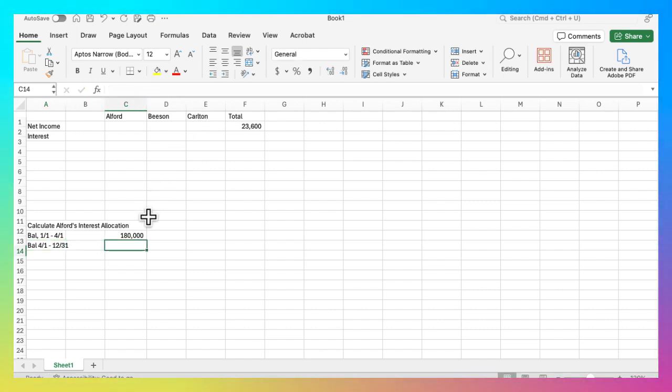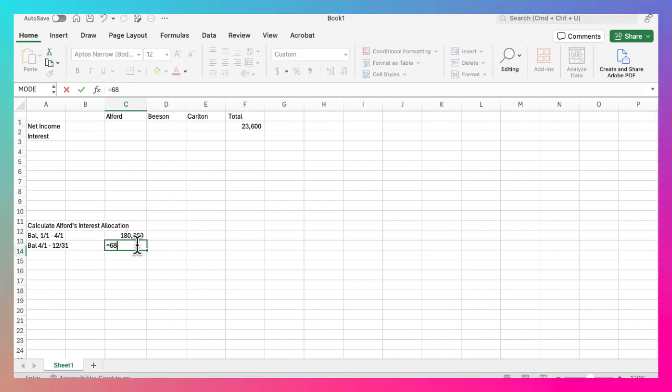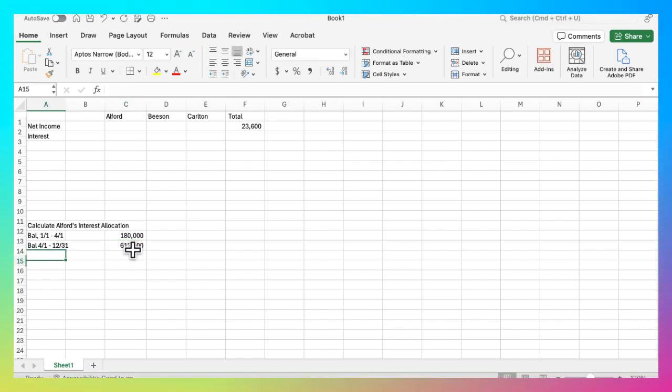That's pretty easy to calculate because we know that at the beginning of April, Alfred contributes $8,000. So that means his capital balance is going to be $68,000 times the 9 months. Where did I get 9 months from? Well, April through December. I get 612.